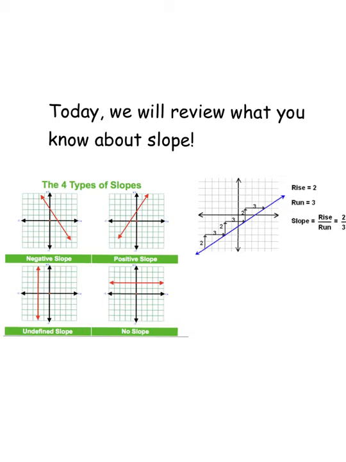Okay, today we're going to review what you know about slope. So please make sure that if you chose not to print out the notes that you take out a piece of paper and a pen so that you can follow along. Now, if you remember, there are 4 different types of slopes as seen in the picture on the left. You also may know that slope is rise over run, as in the picture on the right.